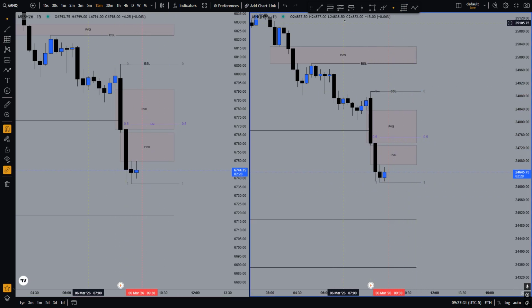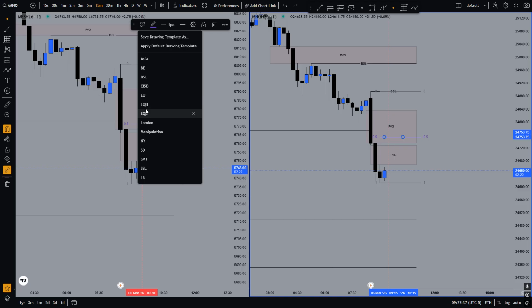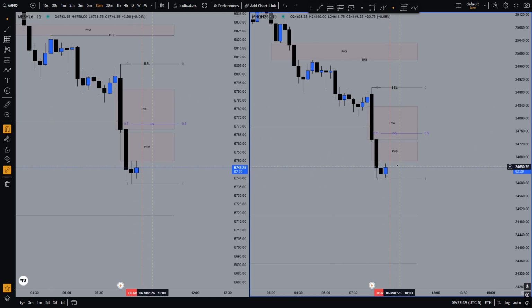Sometimes I will use equilibrium like buy side and sell side. So if equilibrium were to get taken, like we literally wick it, and then we put in the model to the downside, I'll take a trade just off of that.